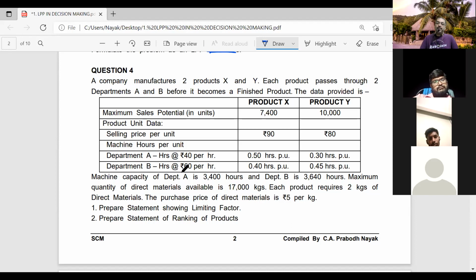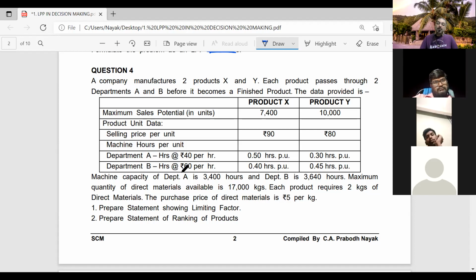Machine capacity of department A is 3,400 hours, so that is your first constraint, and department B is 3,640 hours. Maximum quantity of direct materials available is 17,000 kgs. Each product requires 2 kgs of direct materials. The purchase price of direct material is 5 rupees per kg.